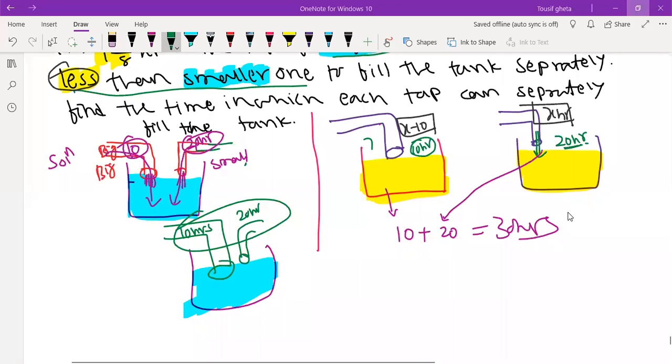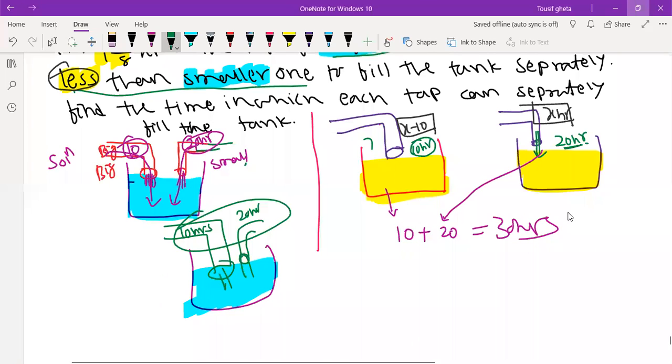Yes, Sheetal. Together they will take 30 hours. First, tell me yes or no: if I keep both the taps on, one big and one small, can they together take 30 hours? No chance, right? No chance. Why no chance?